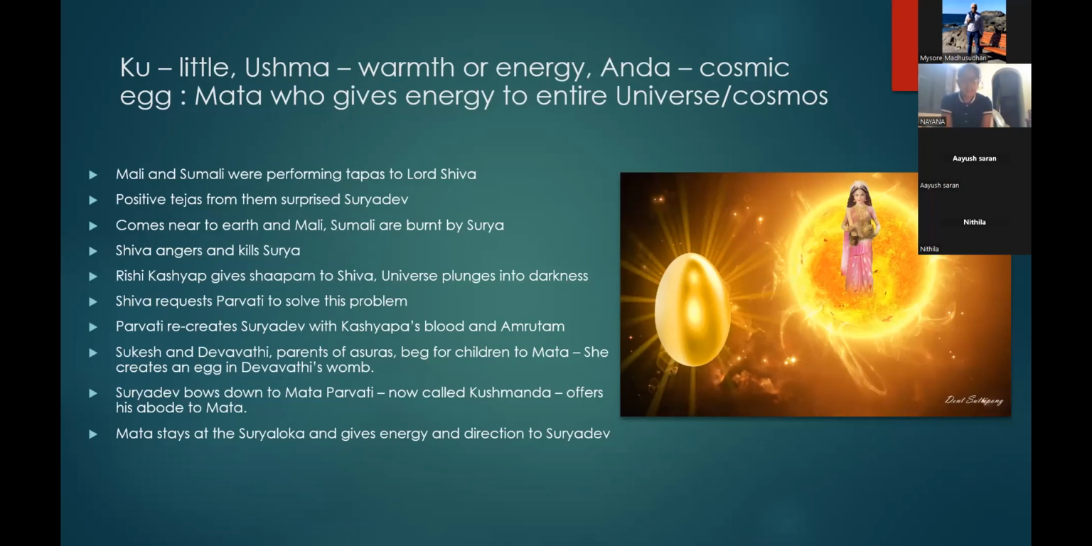Now Sukesha and Devavati, parents of the Asuras, beg for children from Mata. She creates an egg in Devavati's womb, and then Suryadeva goes humbly to Mata Parvati, who was now called Kushmanda, and offers his abode to Mata. Mata is basically in the middle of the Suryalok, or the Surya, and gives the energy for his light and directions to Surya.